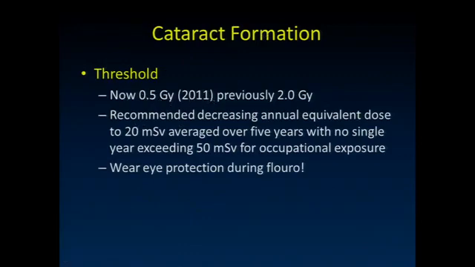So again, you ought to realize that this notion of this threshold is kind of a general rule of thumb, right? Before 2011, we thought the threshold was 2 gray, and then we reduced it to 1/4 that value. You wonder how well we know what some of these thresholds really are. And they recommended that year decreasing the annual equivalent dose to 20 millisieverts, averaged over 5 years, with no single year exceeding 50 millisieverts to help stay below that half a gray range.